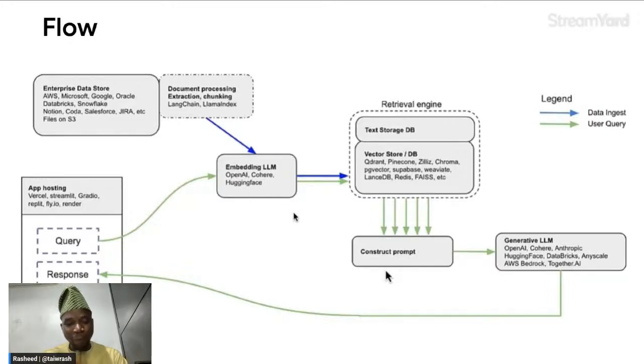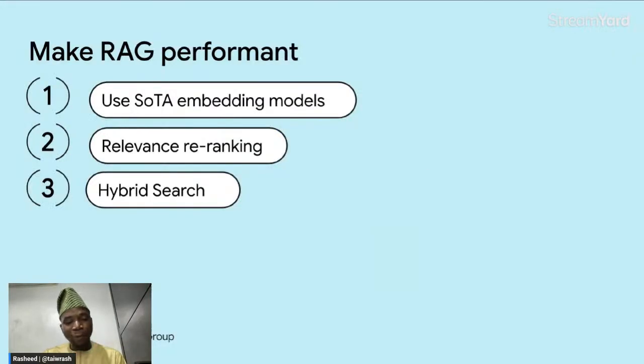Okay, so we have other tools on augmented generation that you can leverage. So that's the first thing. To build a performant RAG, you need to take into account choosing a state-of-the-art embedding model.